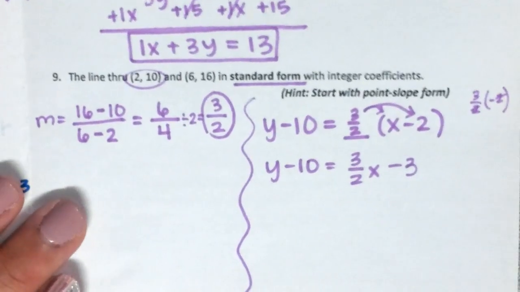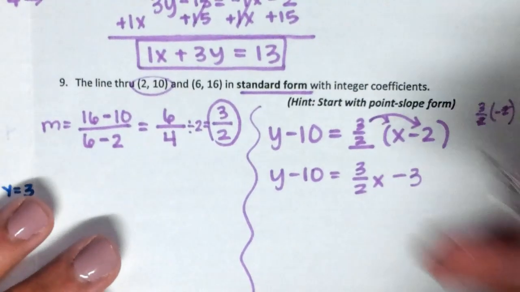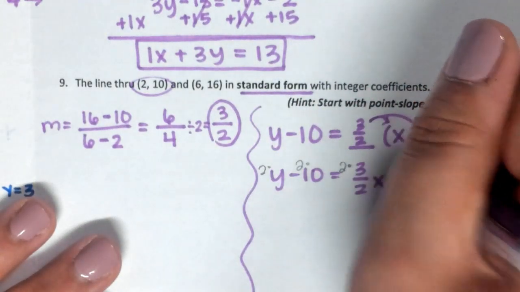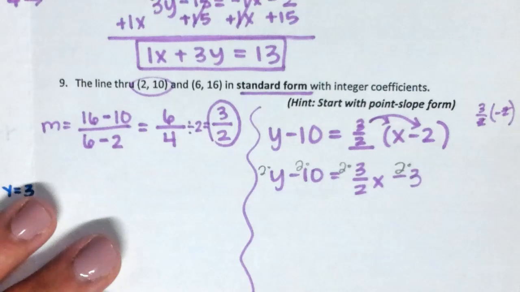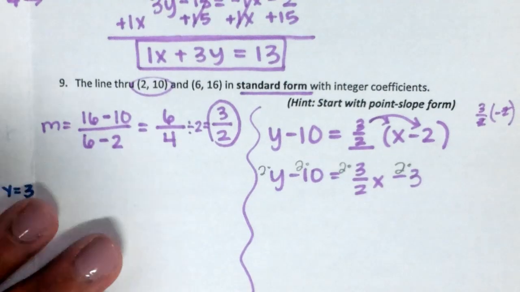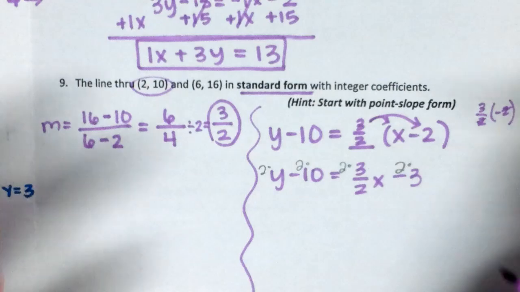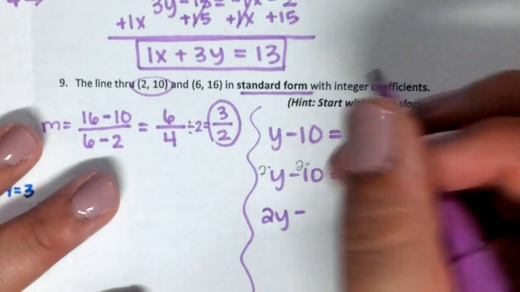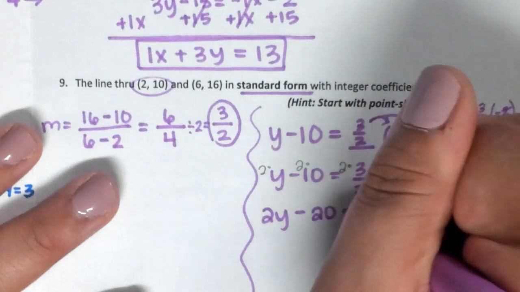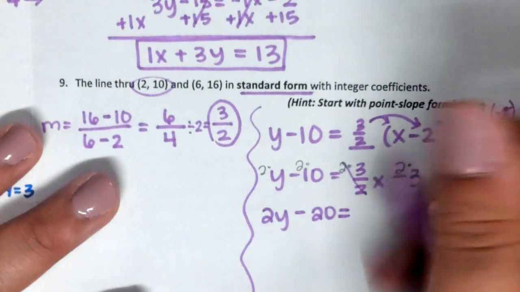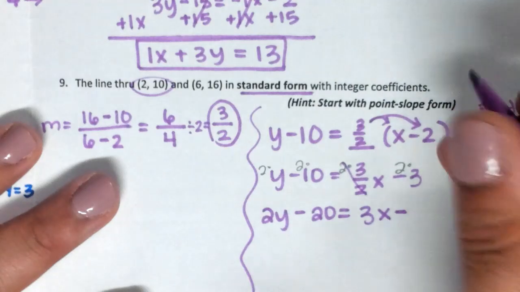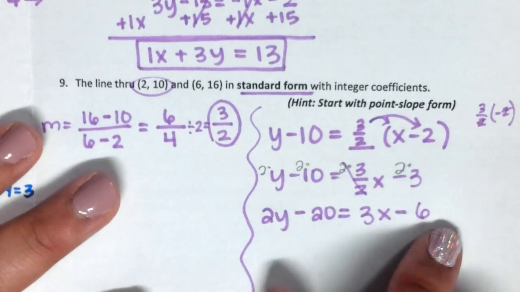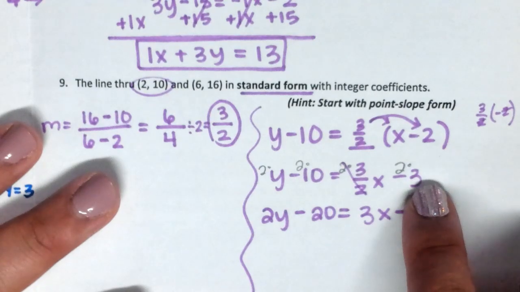Okay? Cool. Now what? Times everything by 2. We want to get rid of disgusting fractions. So I'm going to times everything by 2. Always multiply by the denominator. So I'm going to get 2y minus 20. And then those 2's cancel, so I'm left with 3x minus 6. And y'all, that's where a lot of people make mistakes. When y'all multiply everything by 2, that very last one, we always forget to do that last one.